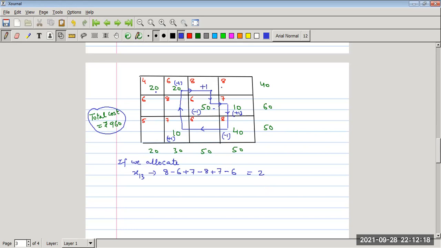It means if we allocate one item here at this point, x13, then the cost on each item will keep increasing by 2 rupees each. Is it better? Does this non-allocated point give us the minimum? No. Because if the cost of one item starts increasing by 2 rupees, if we send 10 items here, the cost increases by 20 rupees. If we send 20 items, the cost increases by 40 rupees, right? So now we have to check the second possibility.